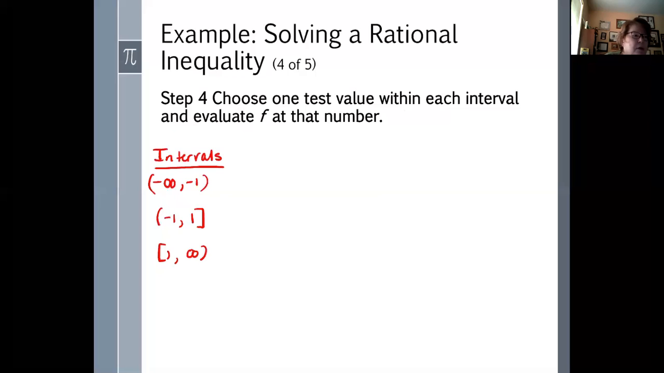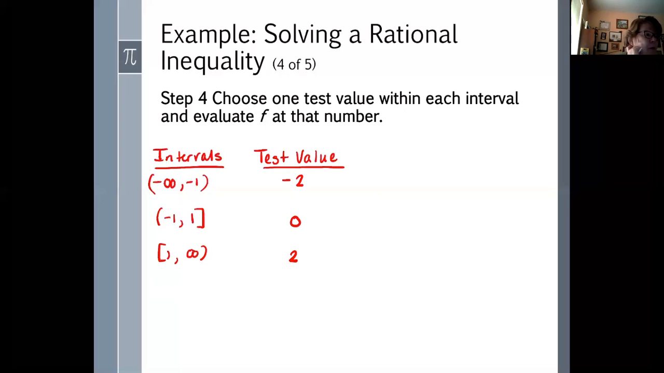And I'm going to choose a test value in each interval. So I'm going to choose any number that's less than -1. So -2 would work. Then I'm going to pick a test value between -1 and +1. Well, 0 is between -1 and +1. That would be the easiest number to pick. And then any number greater than 1 would be in the interval from 1 to infinity, so we're going to pick 2.